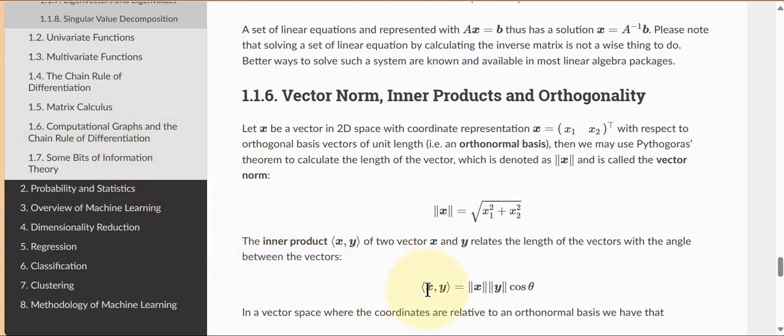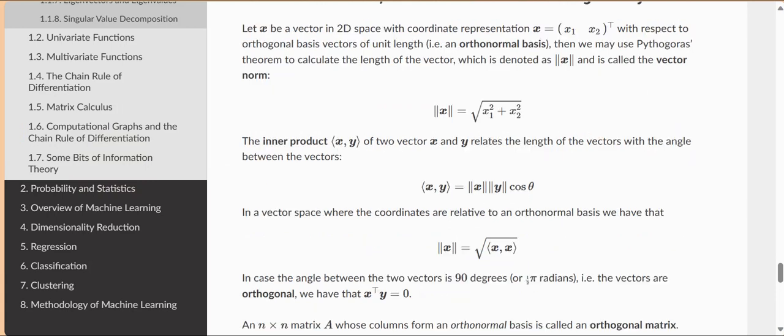And the inner product, which might sometimes be denoted with this symbol, is defined to be the norm of x, and remember that's going to give us a scalar, right? The norm gives you a scalar. This is all scalar stuff over here. And the norm of y is a scalar times the cosine of the angle between the two vectors.